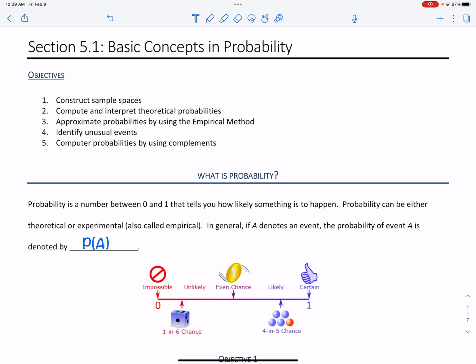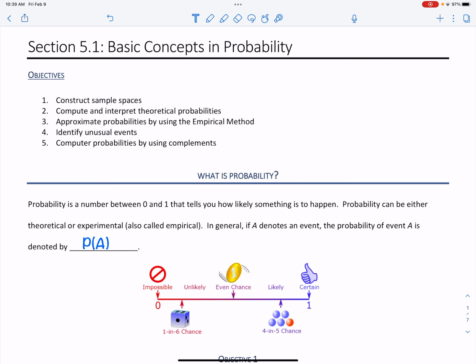The technical definition of probability, when we talk about it mathematically, is a number between 0 and 1 that tells you how likely something is to happen. We're going to talk about two different ways that we can calculate probability. One is a theoretical method where we think about possible outcomes. The other is an experimental or empirical method where we calculate probability based on data.